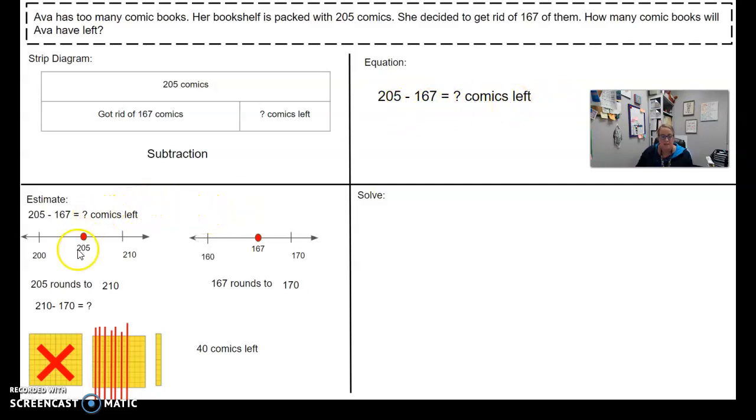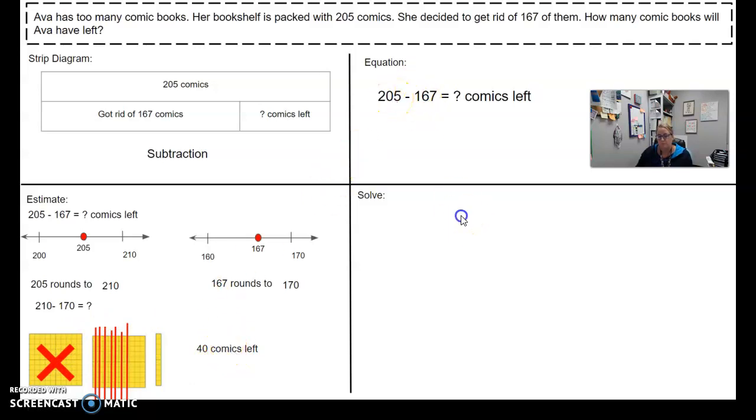Again, for my estimation, I used rounding to help me. So 205 is close to 210, and 167 is close to 170. So the way I modeled it with my base 10 blocks is I actually made 210, and then I took away 100, and then 70, and I was left with 40. So my answer is going to be somewhere around 40. So let's actually check it.